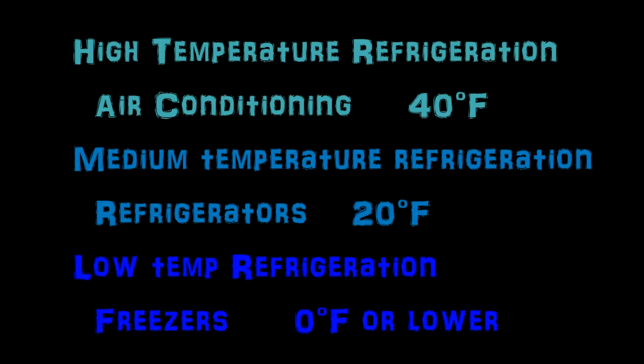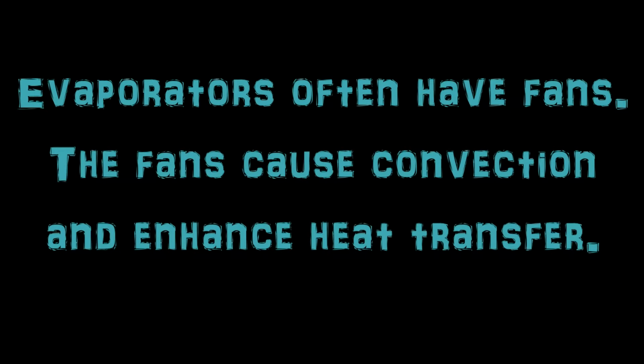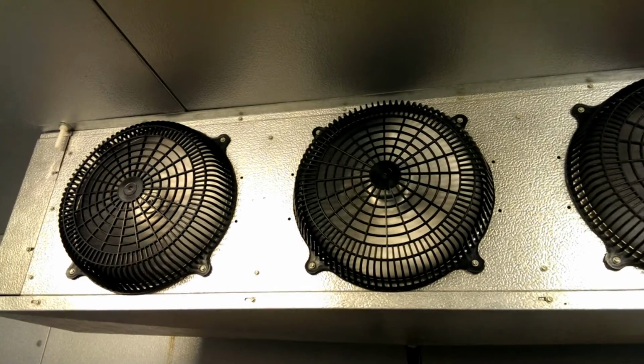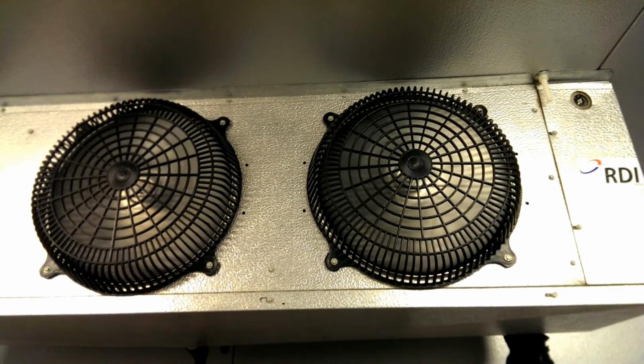When it comes to evaporators, there's 3 basic types. High temperature, which is about 40 degrees, those are for air conditioners. Medium temperature is 20 degrees for refrigerators. Low temperature is 0 or below, that's for freezers. As heat is absorbed into the liquid in the evaporator, the liquid will boil and turn into a vapor. It absorbs latent heat. It's changing states. Evaporators often have fans. The fans cause convection and enhance the heat transfer.